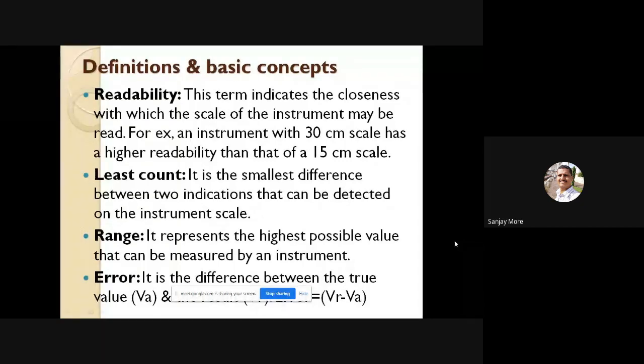Then least count means minimum count. Any instrument or equipment counting a minimum value, that is called the least count. It is the smallest difference between two indications that can be detected on the instrument scale. Okay. Then range.